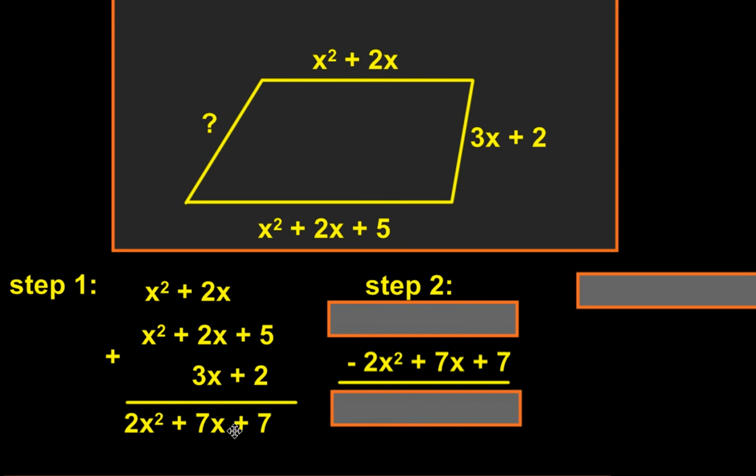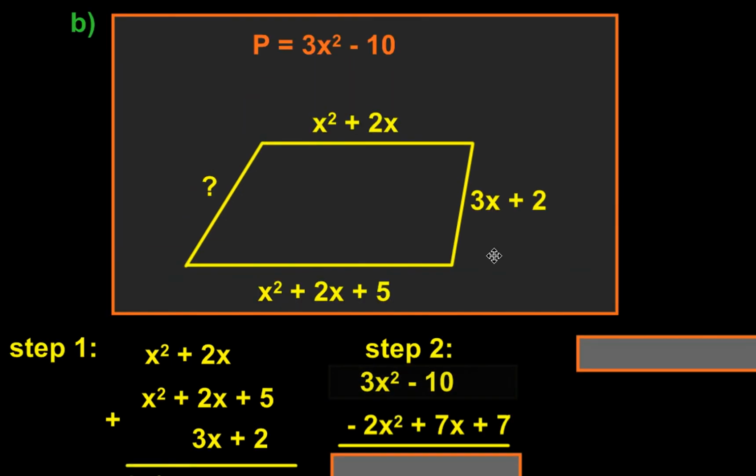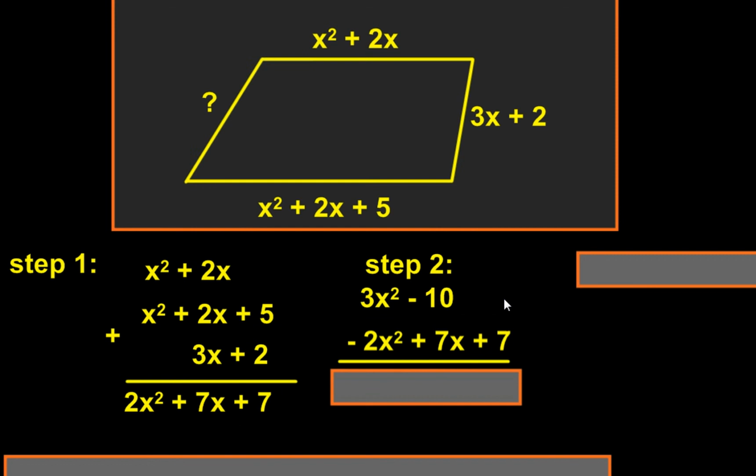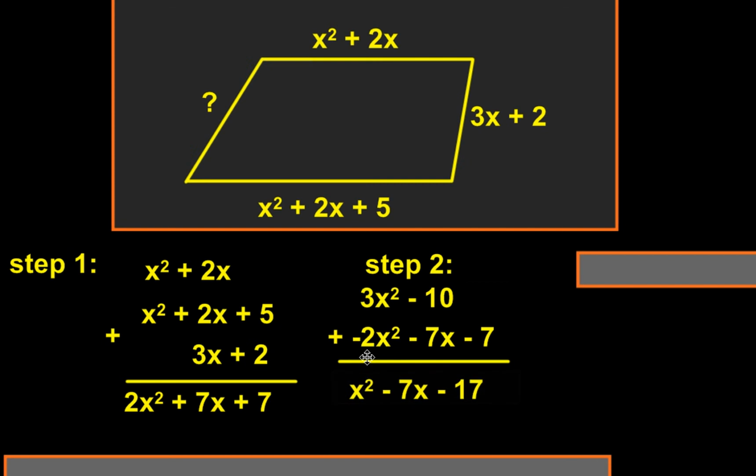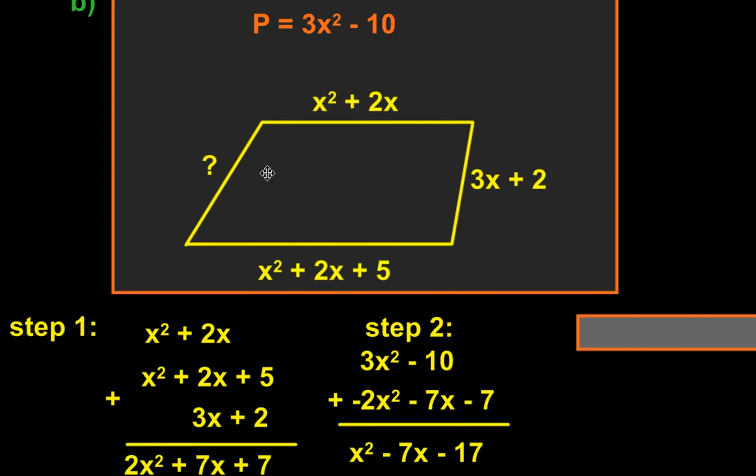For step 2, I'm going to take the original perimeter, 3x squared minus 10, and I'm going to subtract from it this. But keep in mind, I need to change the signs. I need to get the additive inverse of this. So my positive 2x squared becomes a negative 2x squared. My positive 7x becomes a negative 7x. And my positive 7 becomes negative 7. Now I can go ahead and subtract these by adding them. So I wind up with x squared minus 7x minus 17 as the length of the missing side.